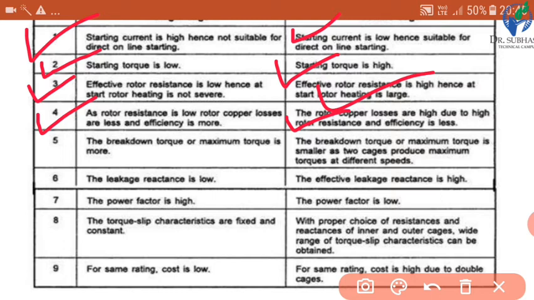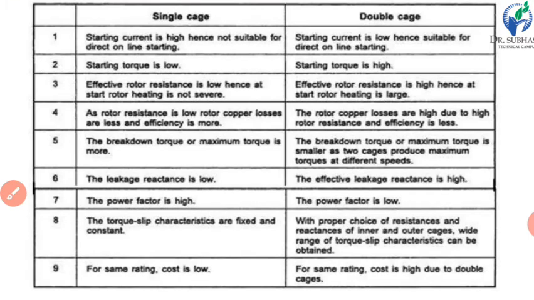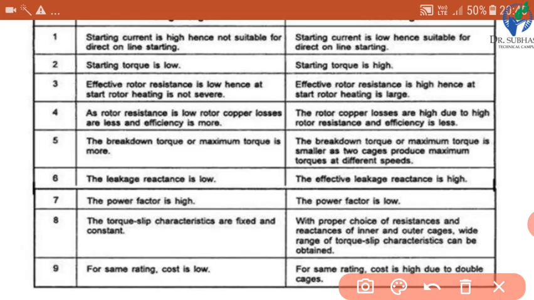Another point is the breakdown torque, or maximum torque. Breakdown torque is more in the case of single cage rotors. In the case of double cage rotors, the breakdown torque is smaller, as the two cages produce maximum torques at different speeds. So this is the reason why the breakdown torque is smaller as compared to single cage rotors.